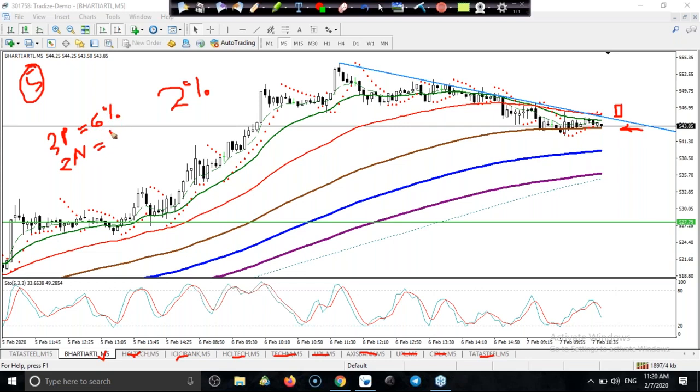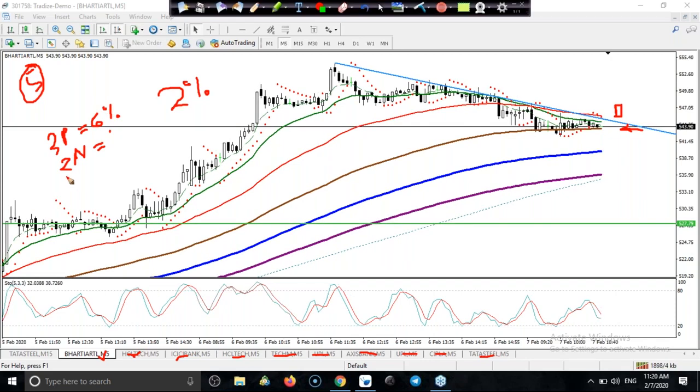And here the trading ratio is 1:1, and here we are going to lose 1%, 2% lost. So here in a day, 4% return on your capital in intraday.